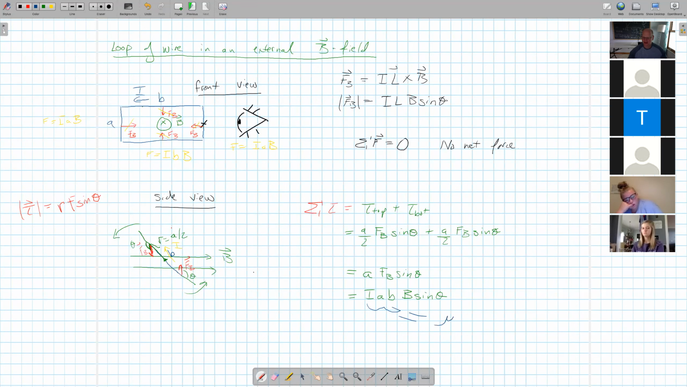So we're going to write this then as mu, where mu is what's known as the magnetic moment, which we're going to write as I times AB. But A times B is simply the area of this loop. So this is the same thing then as I times A, where A then is equal to the area of the loop.